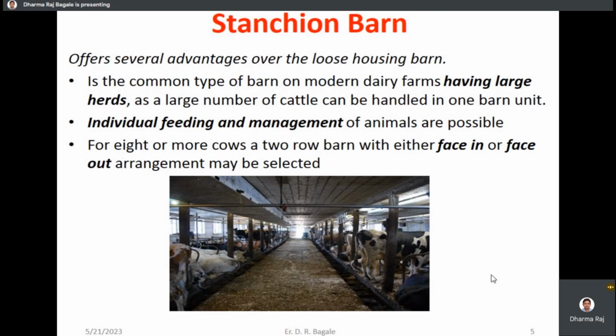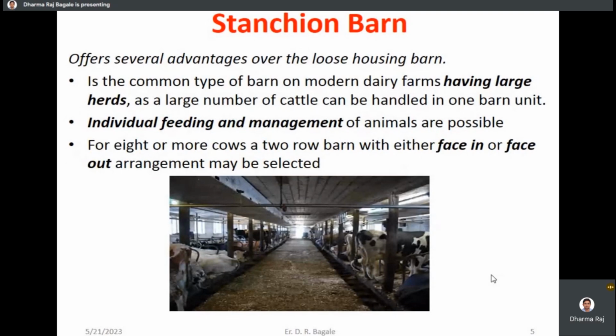When the number of cows is more than 40, we keep a small passage between the two buildings, and then another building can be built. Individual feeding and management of animals are possible. The main advantage of this system is that all the animals are tied in their own stall. They can't move from one place to another unless untied, and we can feed every animal individually. So special care can be given to every animal, those which are sick or those which require more attention.